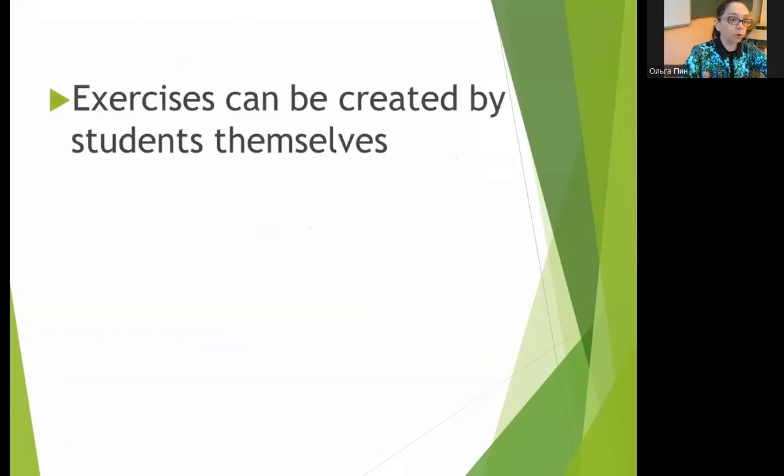So, again, I'd like to draw your attention that exercises can be created by students themselves, like tell your students, make up sentences using present perfect and present perfect continuous, but put the verbs in the infinitive in brackets. Then exchange your exercise books, complete your partner's exercise, then give their copybook back and check if your partner has completed correctly.